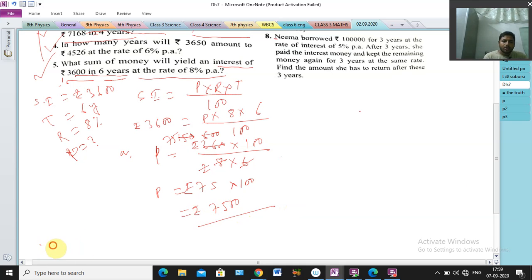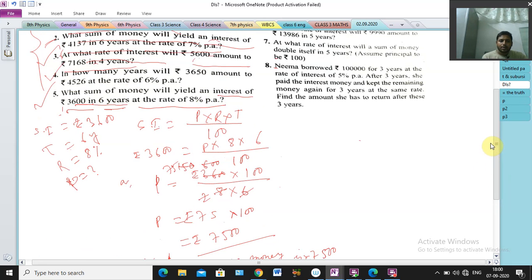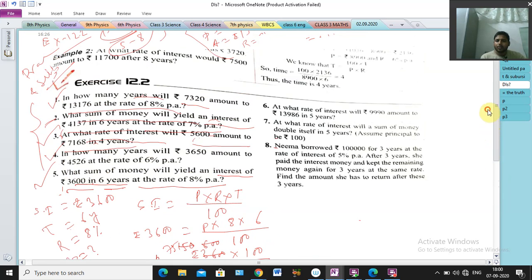So therefore the required sum of money is rupees 7500. Understood? Clear? Next. Question 5 finished. I think you understood, otherwise you inform me, I will help you again.